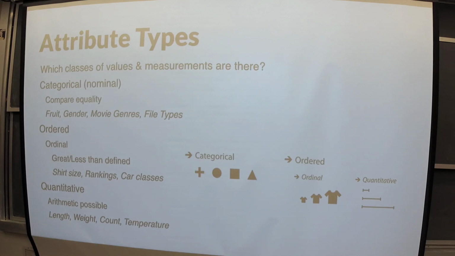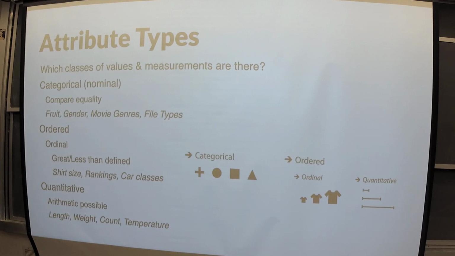So we can compare equality, like types of fruit or movie genres or file types or anything like that. But we can't say JSON files are better than Adobe Illustrator files, right? This is just a classification. We don't have any expression about order or anything like that.